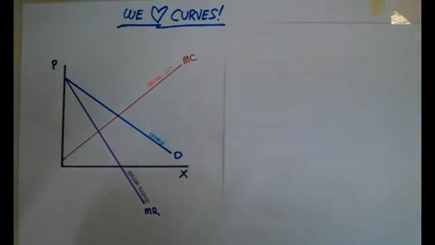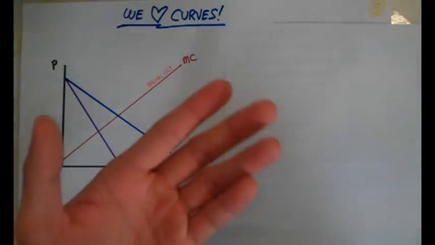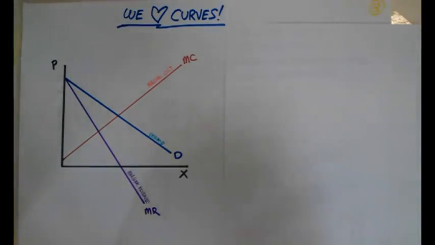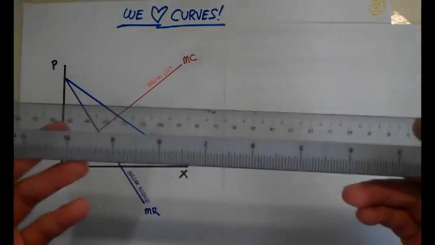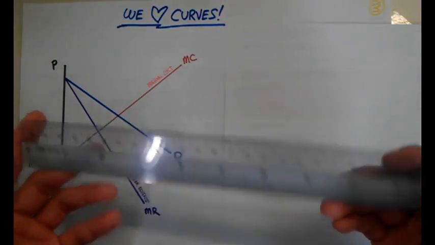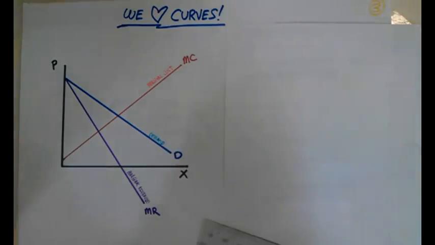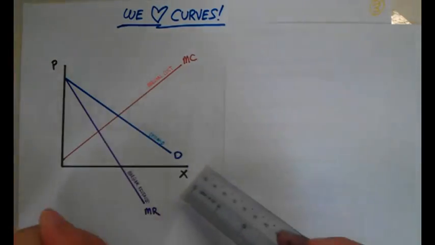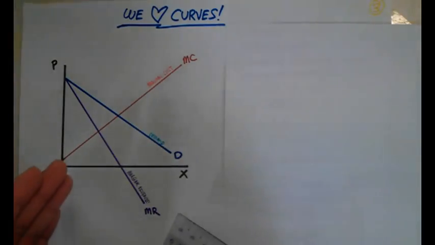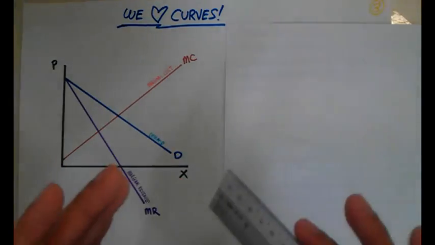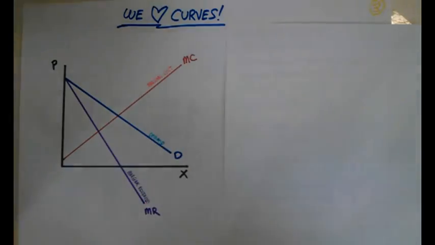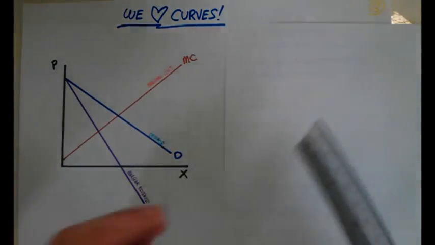Recall that in perfect competition, your marginal revenue curve is horizontal. That's right, because the demand curve facing the firm is horizontal. So when you have a horizontal demand curve, you have a horizontal marginal revenue curve. In this case we have a slanted demand curve, therefore our marginal revenue is slanted. And I can tell you that it is 2 times steeper. Now everybody say 2 times steeper. Why is it 2 times steeper?